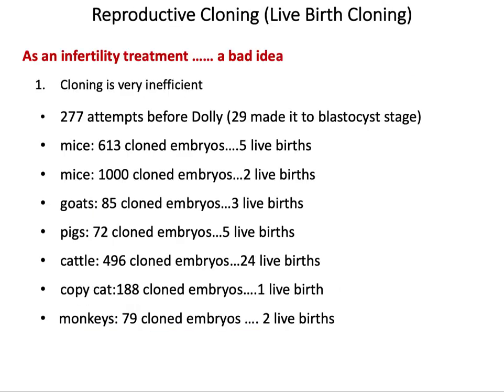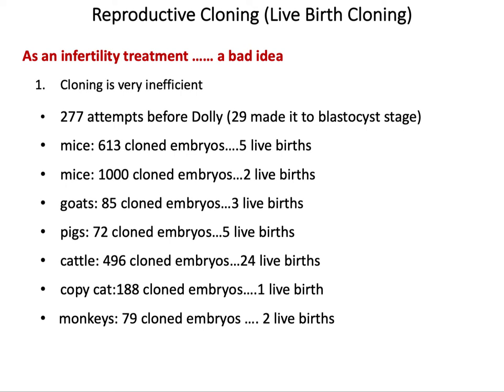Reproductive cloning is not a good idea. It's proposed as a treatment for infertility, but cloning is extremely inefficient. So in the case of Dolly, there were 277 attempts before they actually were successful in cloning the sheep. Only 29 even made it to the blastocyst stage. So that's pretty low efficiency.